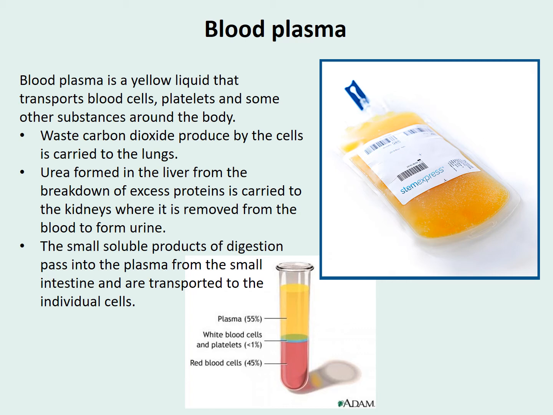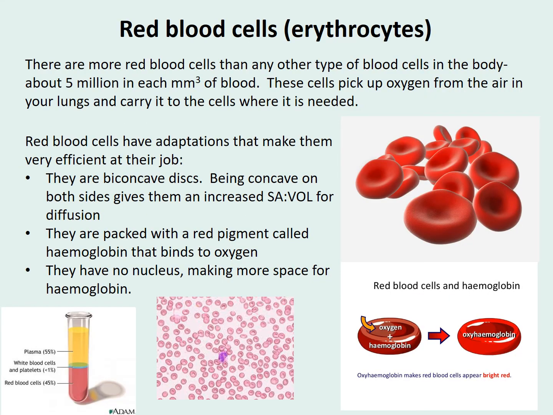Okay, so we're going to move on, and we're now going to look at the red blood cells. And the scientific name for red blood cells, you don't need to write this down, is erythrocytes. Now, there's a huge number of red blood cells in the body. There's about 5 million in every millimetre cubed of blood. So huge, huge amount of them. The most abundant of all of the blood cells.